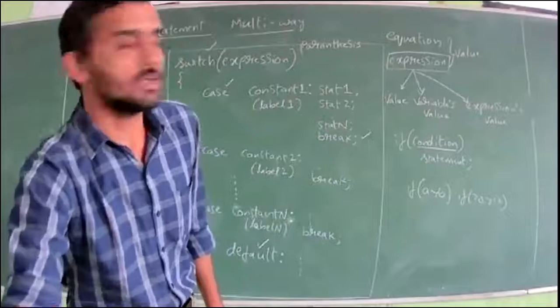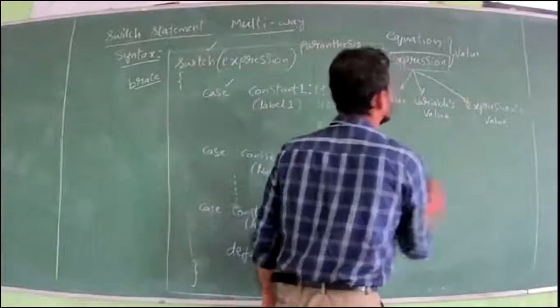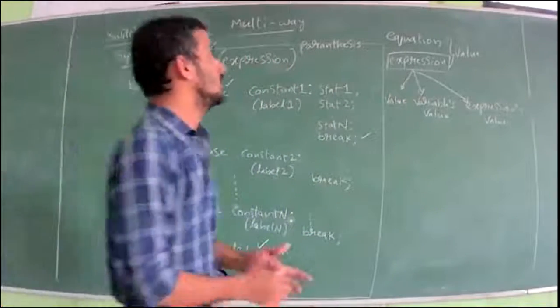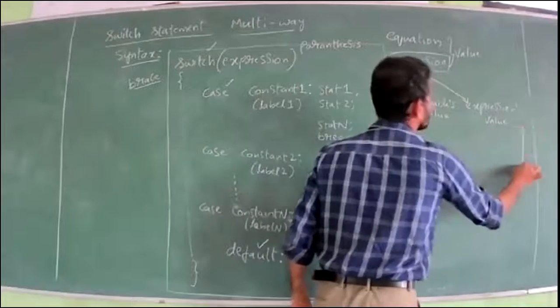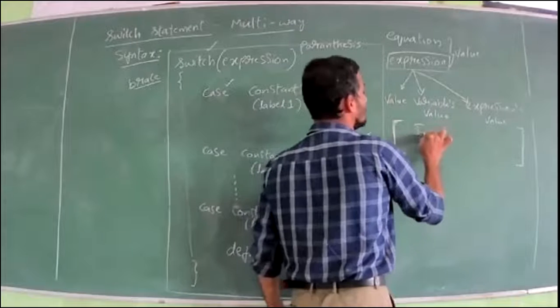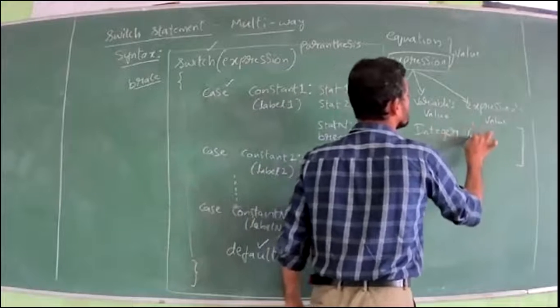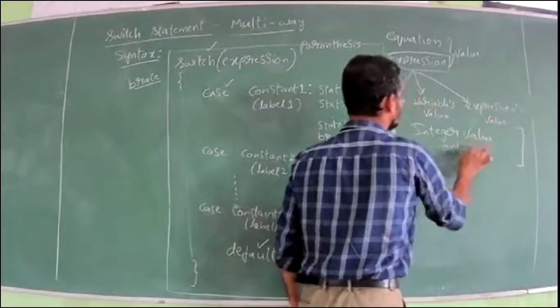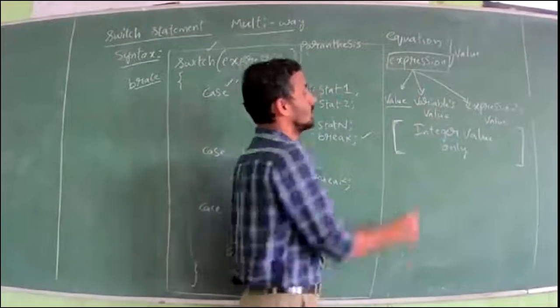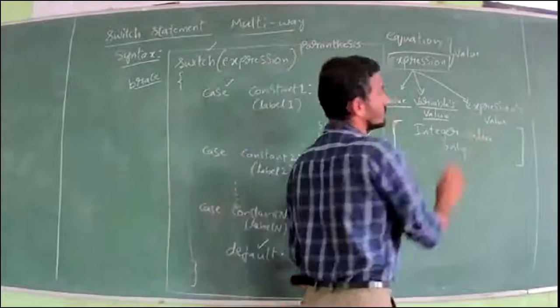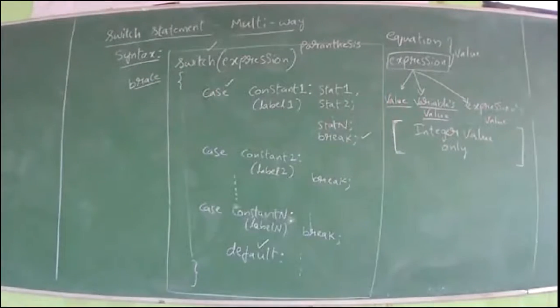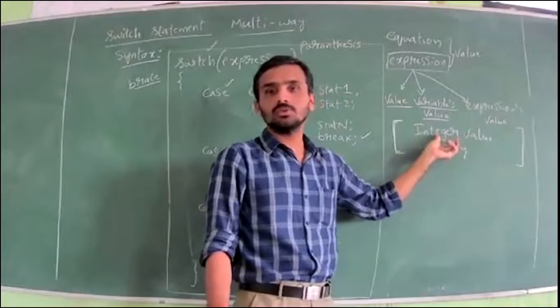Fine. So an expression's value can be a direct value, or a variable's value, or one more expression's value. And whatever it is, it should be an integer value only. If you are taking a direct value, take a direct integer value. If you are taking a variable's value, that variable should contain an integer. Or if you are taking an equation, that equation should result in an integer. So if you are taking an expression, that expression value should be an integer value.